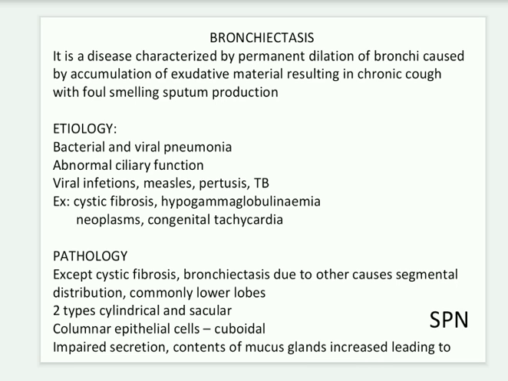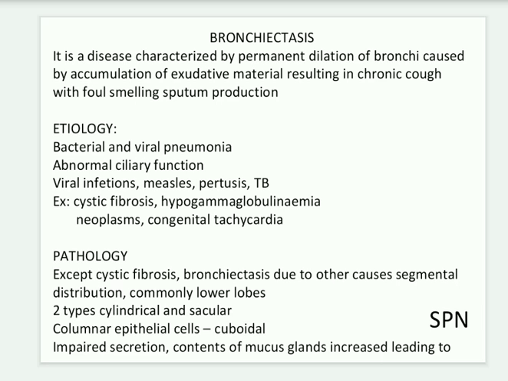and examples like cystic fibrosis, hypogammaglobulinemia, neoplasms, congenital conditions. So these are your examples. When it comes to pathology, except for cystic fibrosis, in bronchiectasis the involvement is segmental within the lobes. Those lobes will be the lower lobes, and in the lower lobes there will be some segmental distribution.